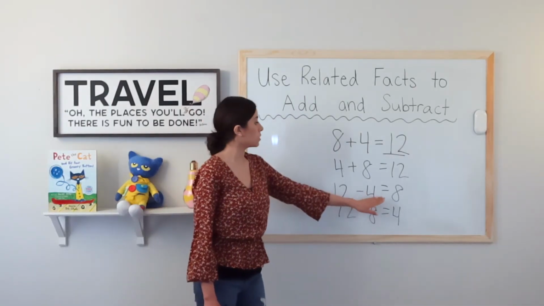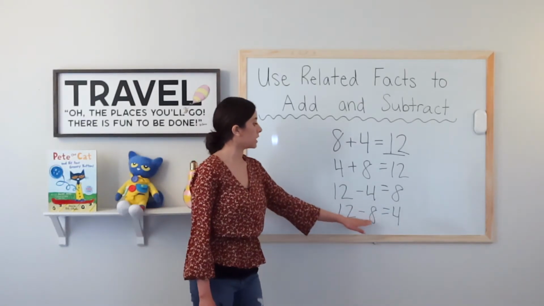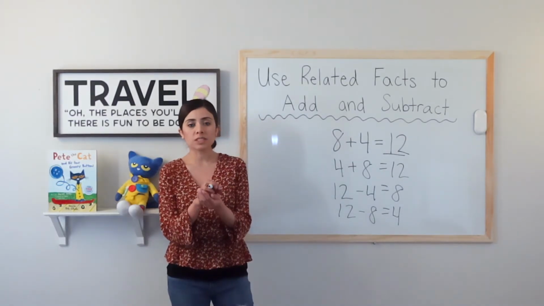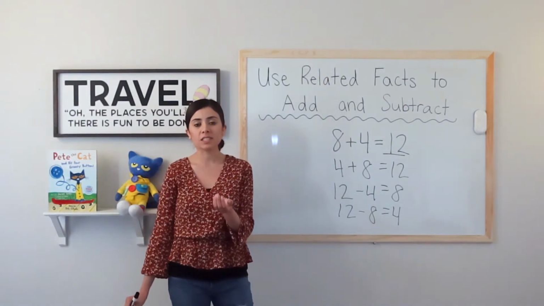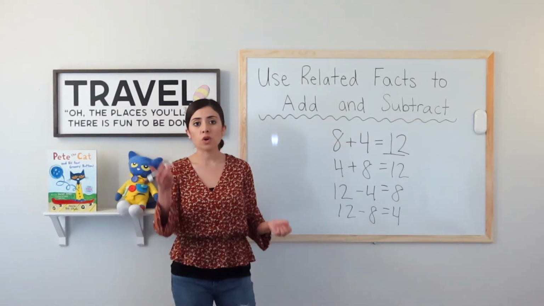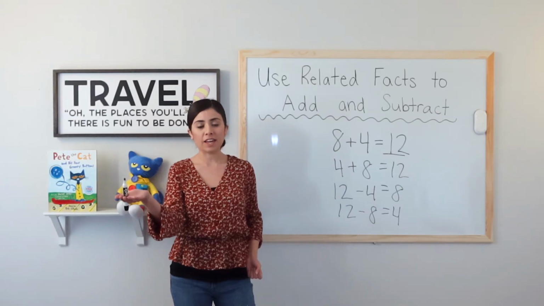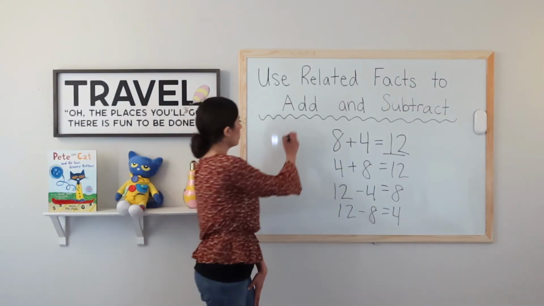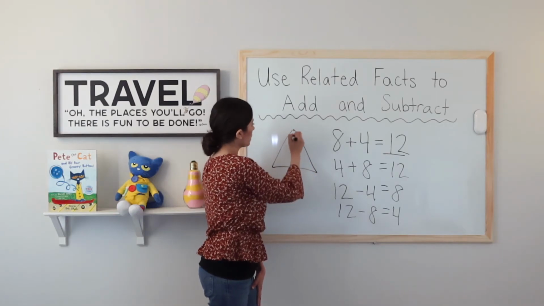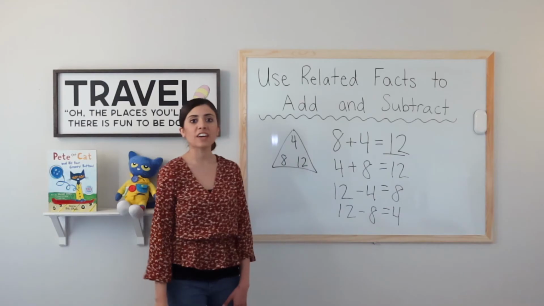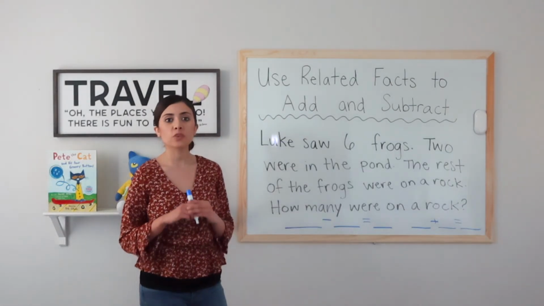12 minus 4 equals 8, and 12 minus 8 equals 4. If I have 12 marbles and I put away 8, I have 4, right? But if I put away the 4, I have 8 in my hand, right? So just like with the last example, I used the same 3 numbers. They are related facts. Okay, ready for the word problem?